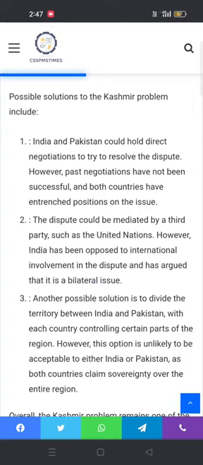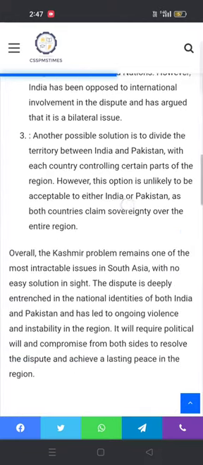Possible solutions to the Kashmir problem include: First, India and Pakistan could hold direct negotiations to try to resolve the dispute. However, past negotiations have not been successful and both countries have entrenched positions on the issue. Second, the dispute could be mediated by a third party such as the United Nations. However, India has been opposed to international involvement in the dispute and has argued that it is a bilateral issue.